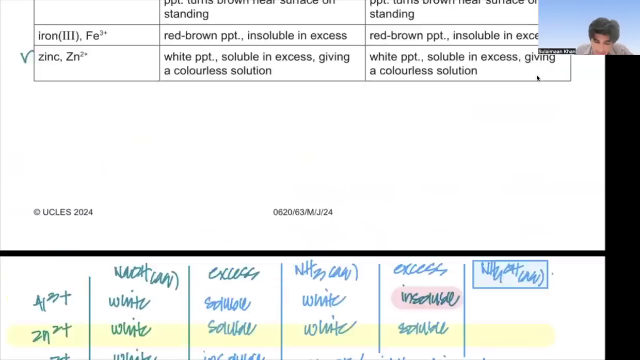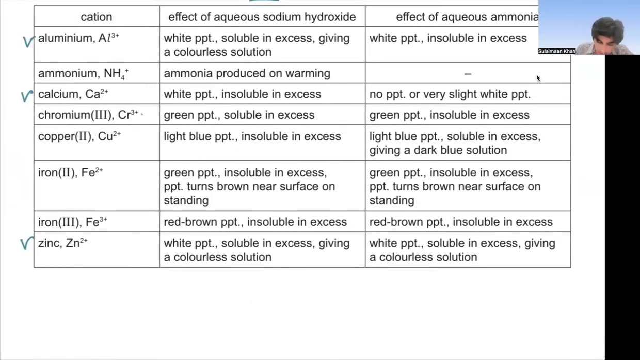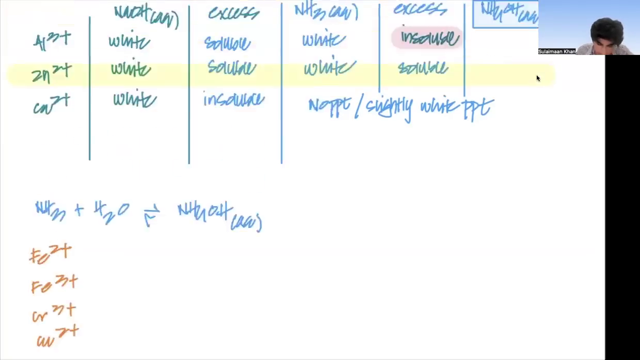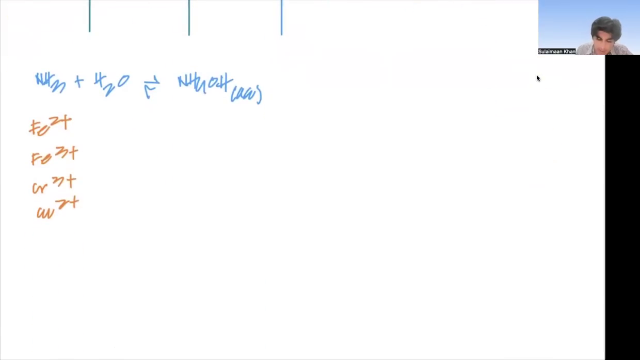Now let's categorize these. The chromium 3 plus ion, the copper 2 plus ion, the iron 2 plus ion, and the iron 3 plus ion. You have iron 2 plus, iron 3 plus, chromium 3 plus, copper 2 plus. These are the 4 ions that we have, 1, 2, 3, 4. The way you could remember them is through a practical observation. If I add a few drops of sodium hydroxide, you'll realize that because these are transition metal ions, they're going to give you colored compounds, right?